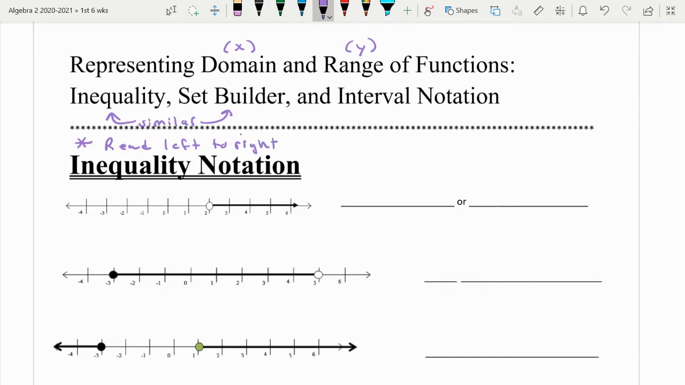All right. And a couple of the notations we need to know is the open point. So if your point is hollow or empty, it is called open. And what that means is that that point, wherever it's on, is not included in the set.